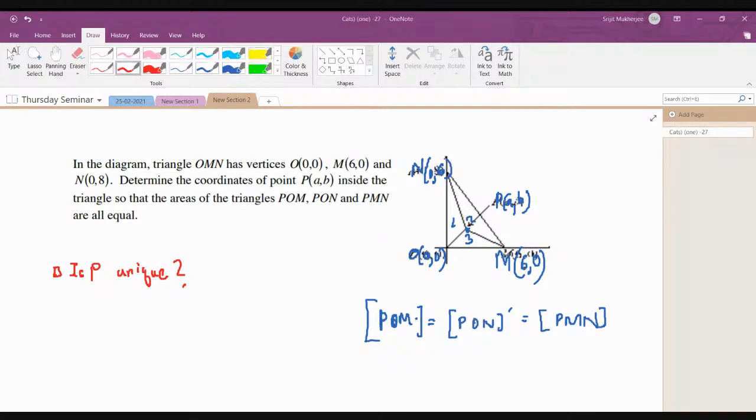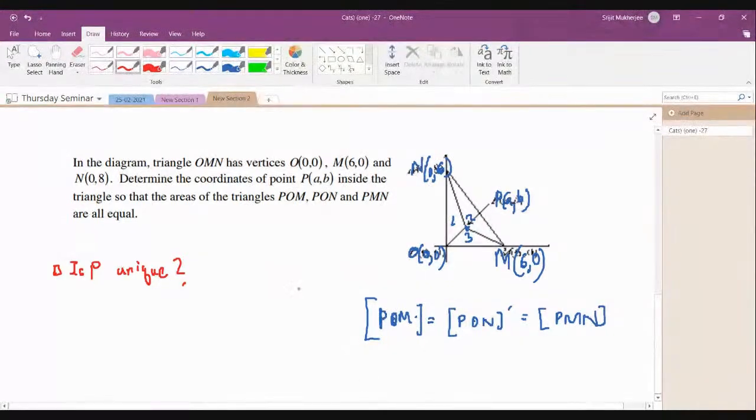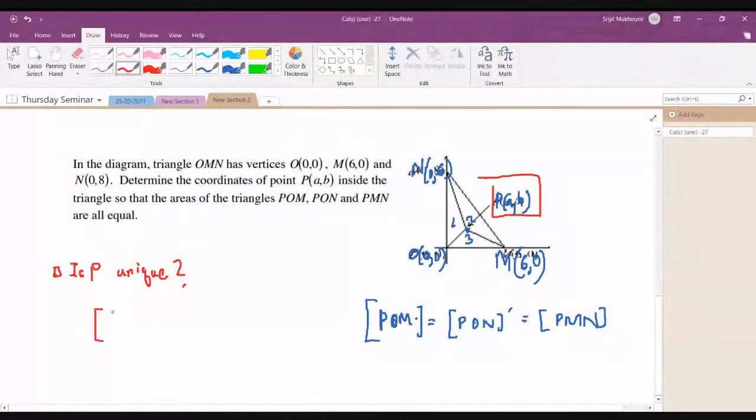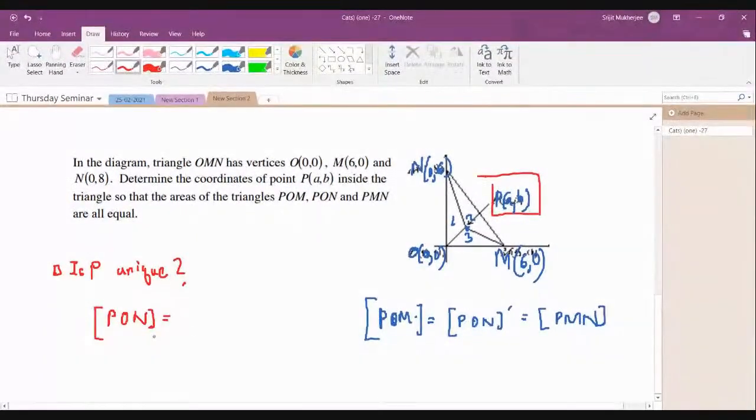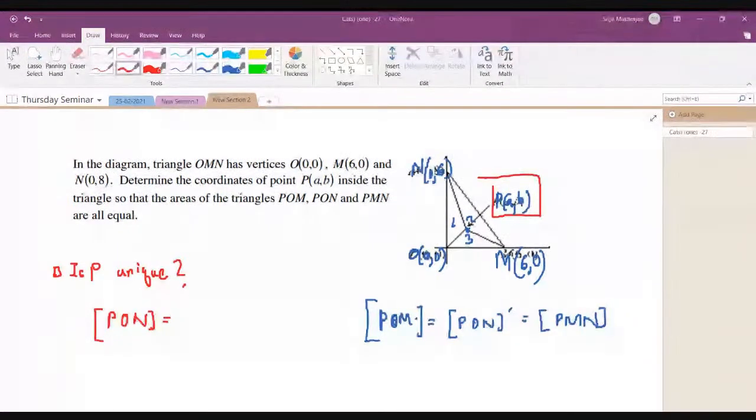Incenter, yeah, you need coordinate geometry. Of course, you need coordinate geometry. But you can also do it by some other method if you want to. Coordinate geometry will make it easier. So let's first compute all these areas in terms of A and B. It's very easy. Let's first compute triangle PON. What do you think is the area?